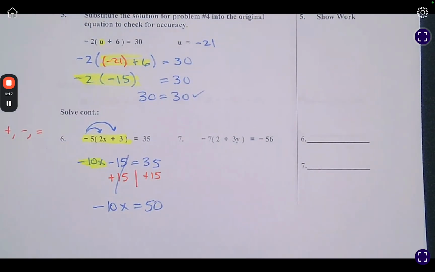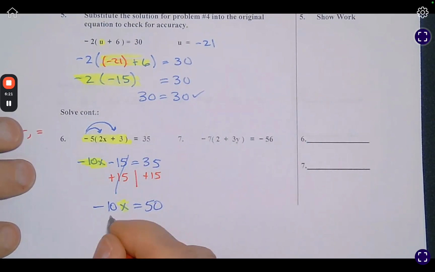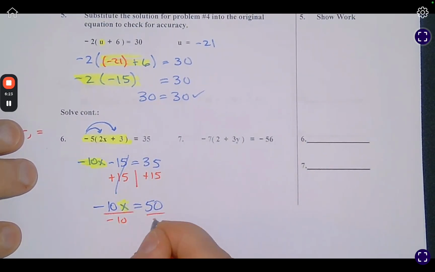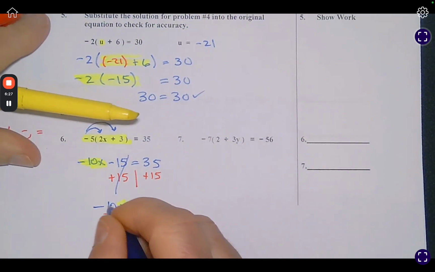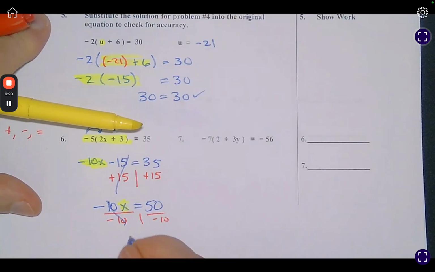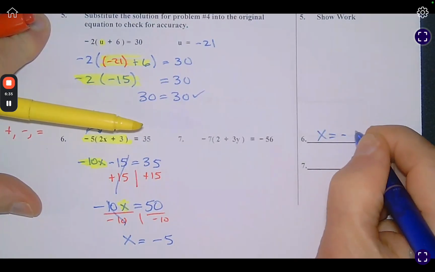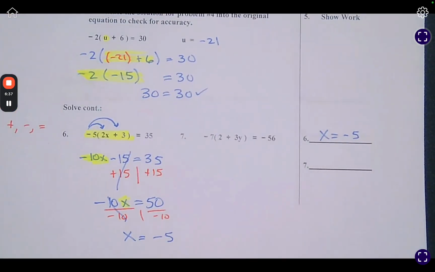Now, I want to get that x by itself. So the inverse operation for multiplication is division. Do it to both sides. Negative 10 divided by negative 10 is 1. x equals positive divided by negative is negative 5. That was awesome. So awesome.